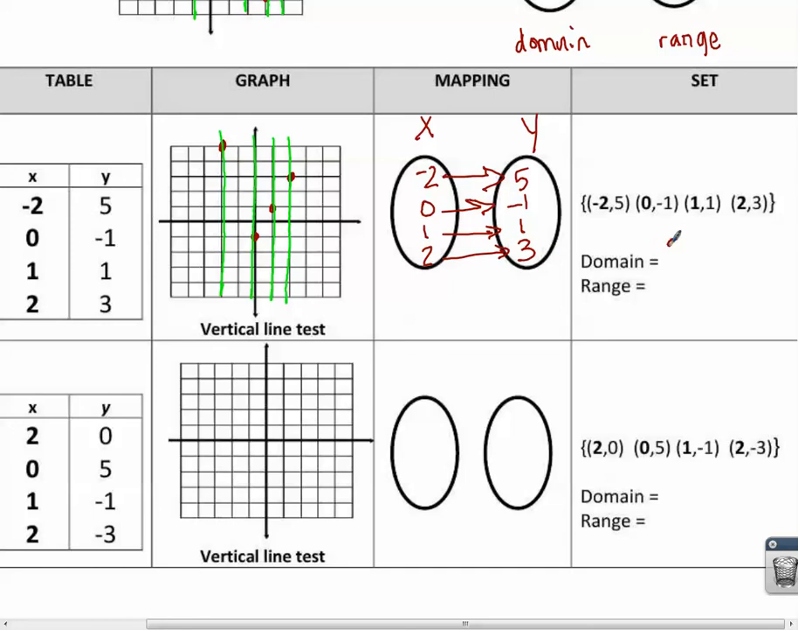And your domain, if you have a set written like this and you want to list your domain out, make sure you do it in least to greatest order. So I have -2, 0, 1, 2. Make sure you close it with curly brackets and separate each number with commas. My range is -1, 1, 3, 5. Remember, it's got to be in least to greatest order. There's only one x for every y. X does not repeat, so it is a function.